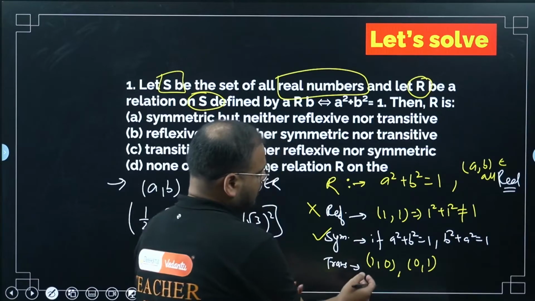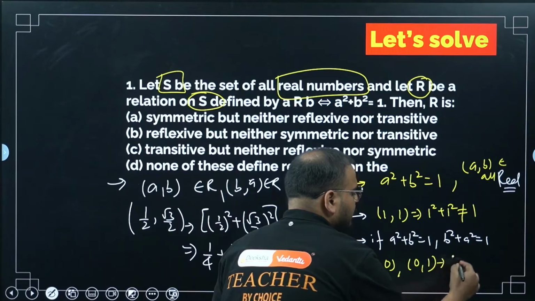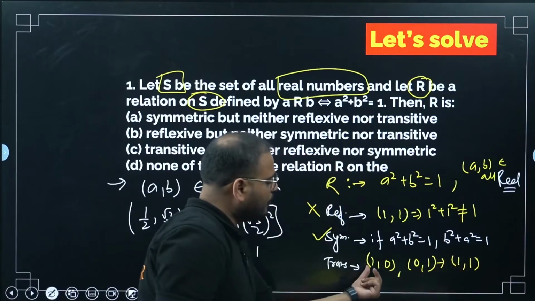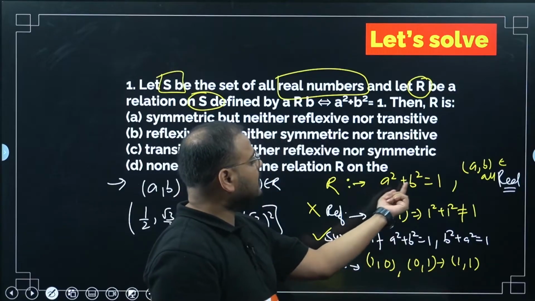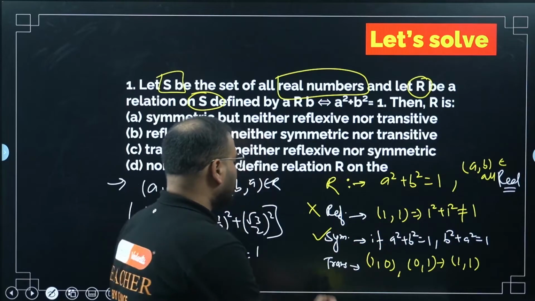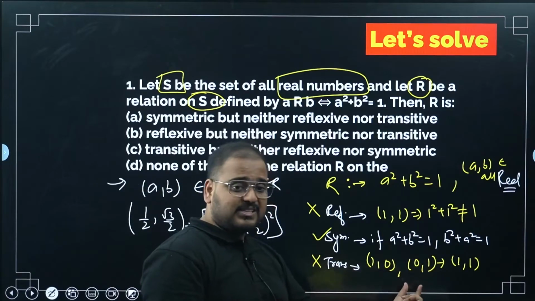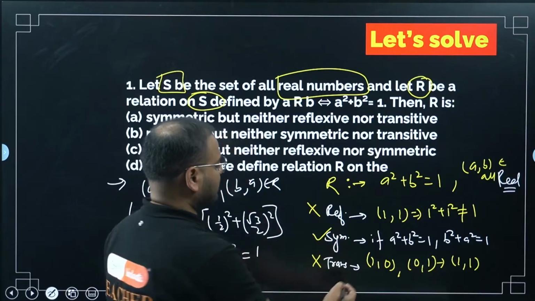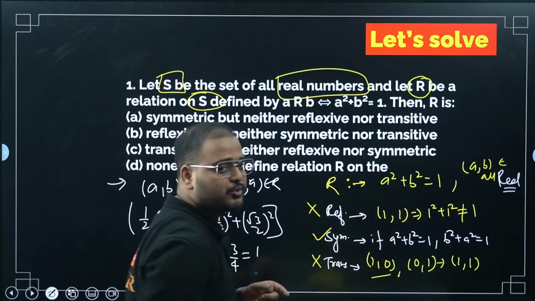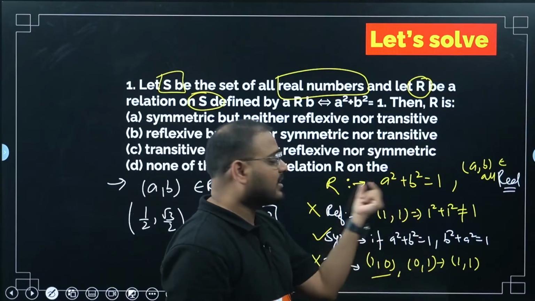What about AB, BC? What will this give me? AC will be 1 comma 1. Check here. 1 square plus 1 square is not equal to 1. It means not transitive. It means if AB is there and BC is there, AC should be there. AB is there in the relation R. Check here: 1 square plus 0 square is in relation R, 0 square plus 1 square is in relation R.